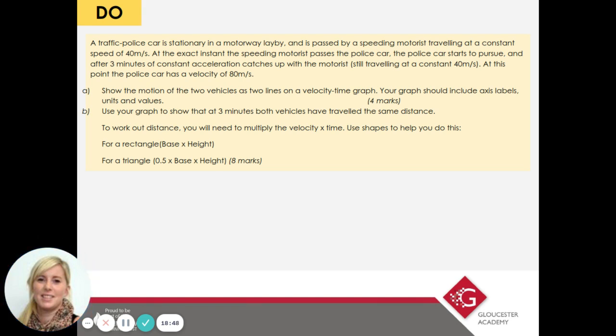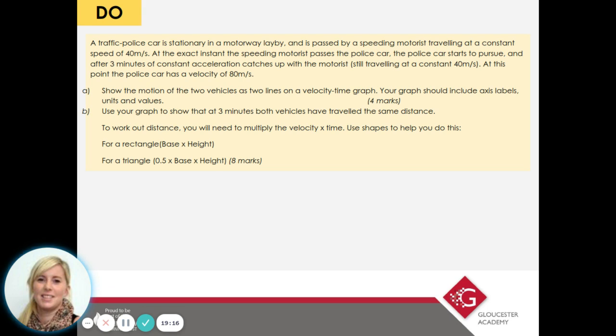So a traffic police car is stationary. That means it's got a velocity of 0 meters per second. Okay, so stationary in a motorway lay-by and is passed by a speeding motorist travelling at constant speed of 40 meters per second. So the police car is stationary, but the speeding car is at a constant speed of 40 meters per second. Now you should be thinking at that point that that constant speed is going to be a horizontal line on the graph.